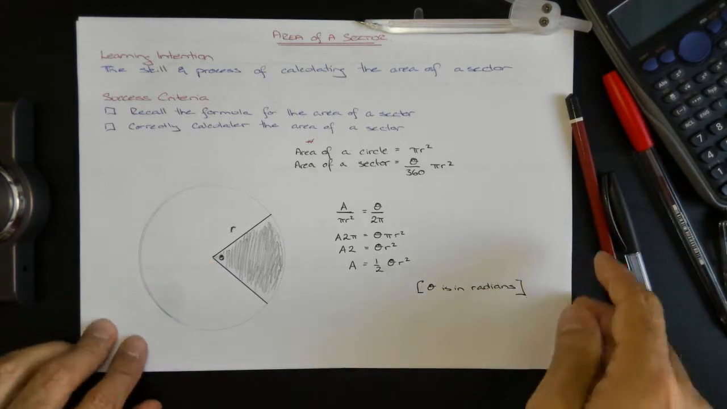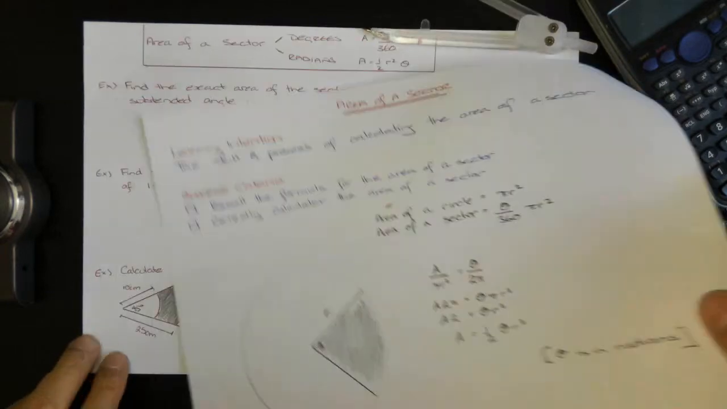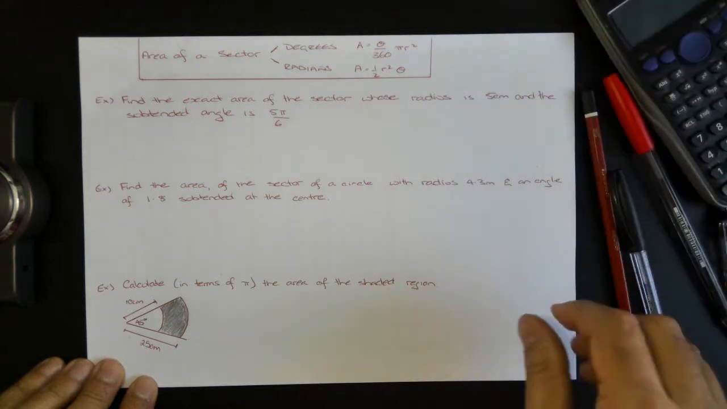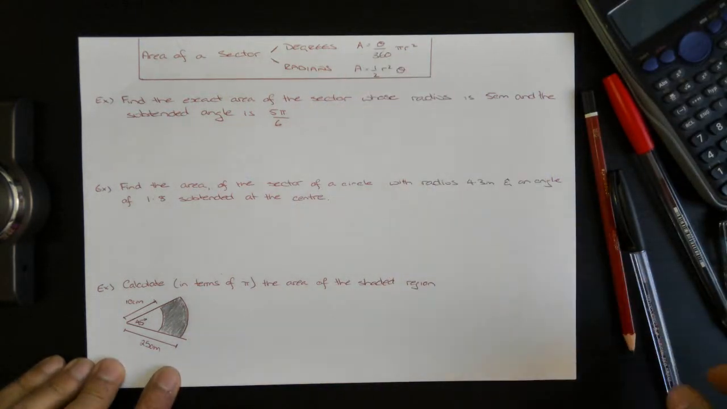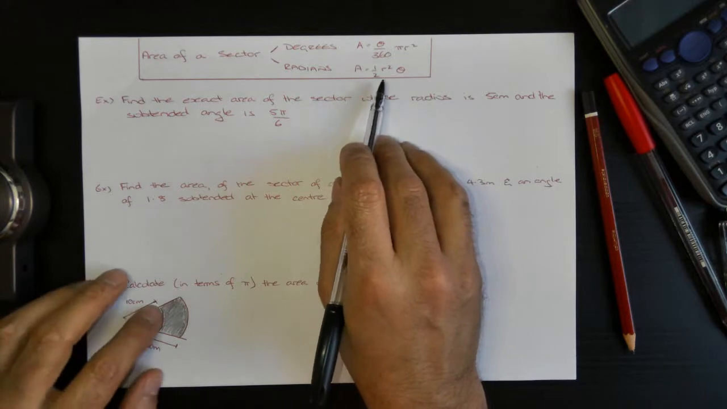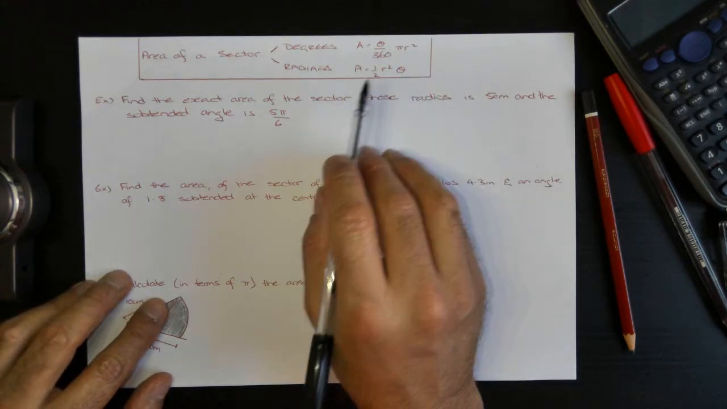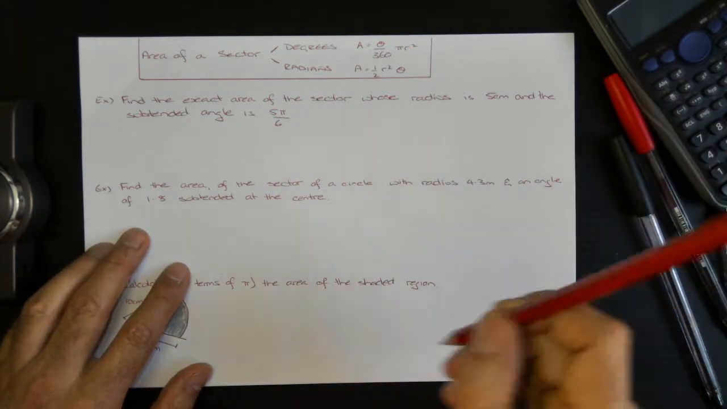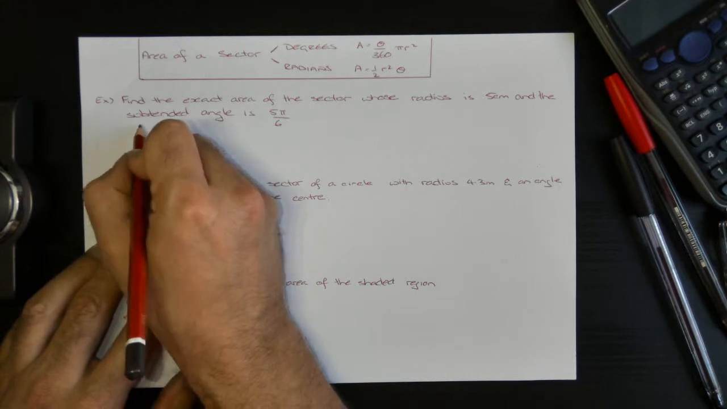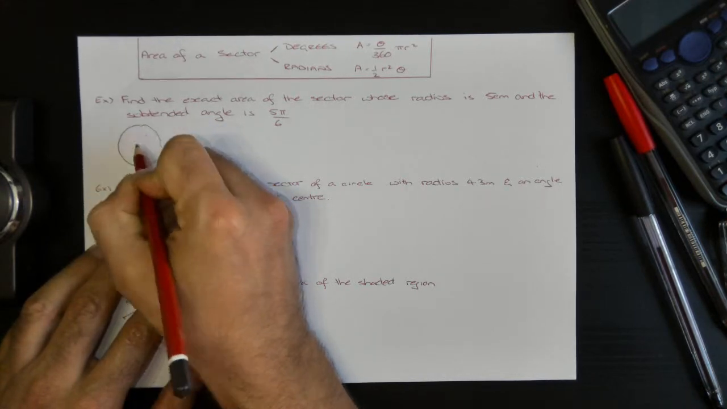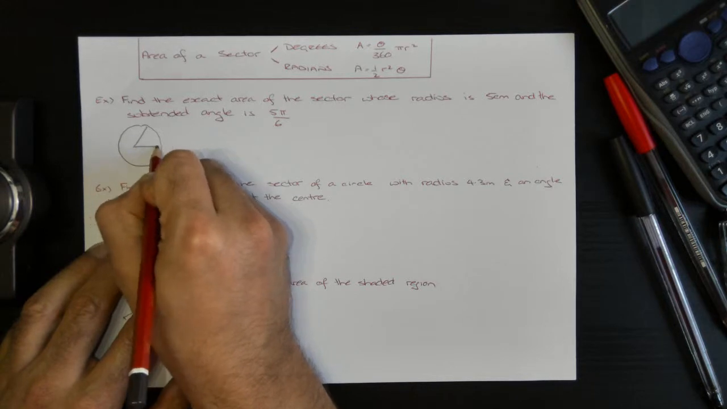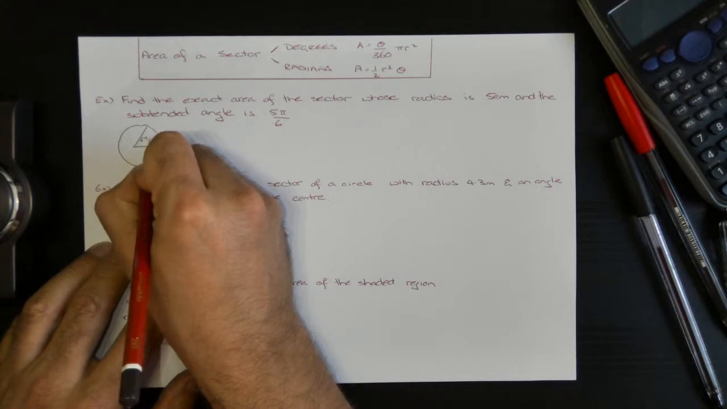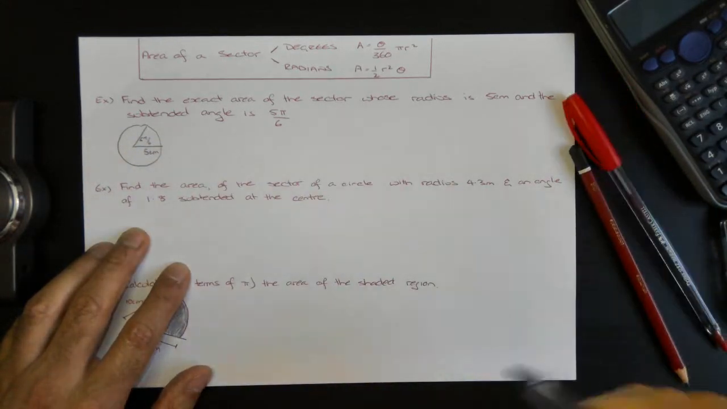Okay, so the area of a sector, if we're doing degrees, is theta over 360 times pi r squared, with theta in degrees, and if it's radians, half of r squared theta. So find the exact area of the sector whose radius is 5 centimeters and whose subtended angle, remember subtended is the angle that's created by joining 2 points, is 5 pi on 6. The radius is 5 centimeters.